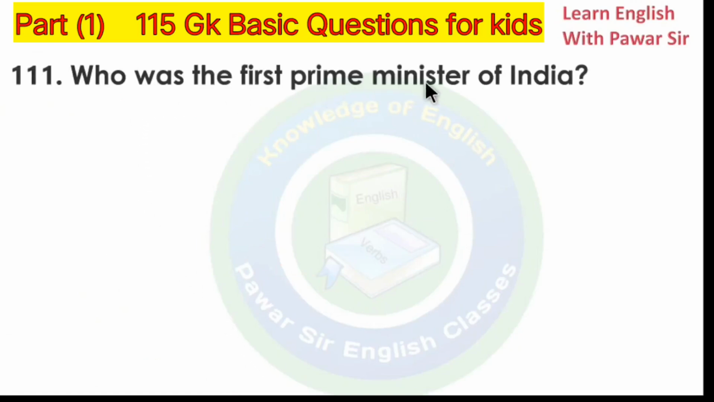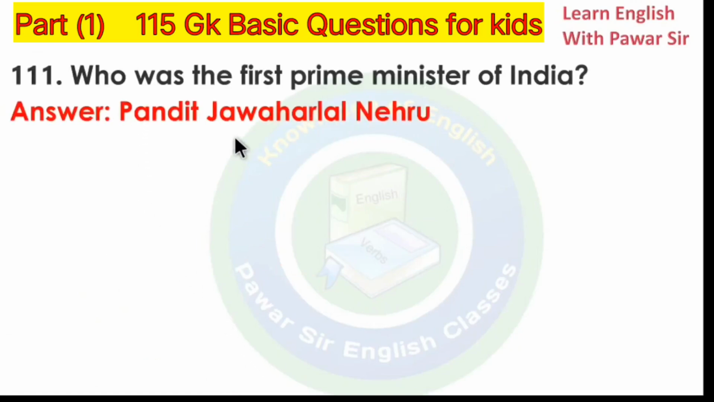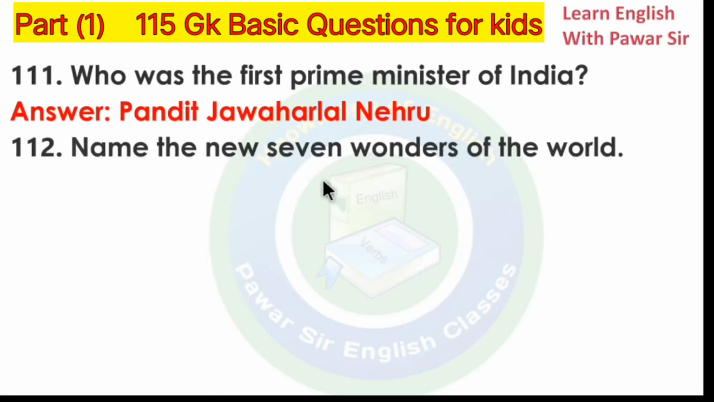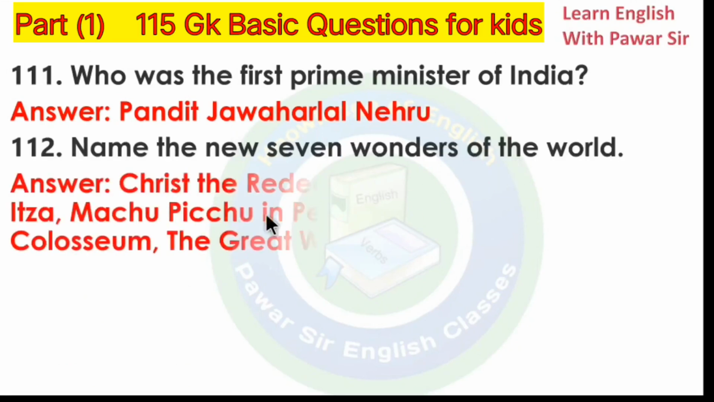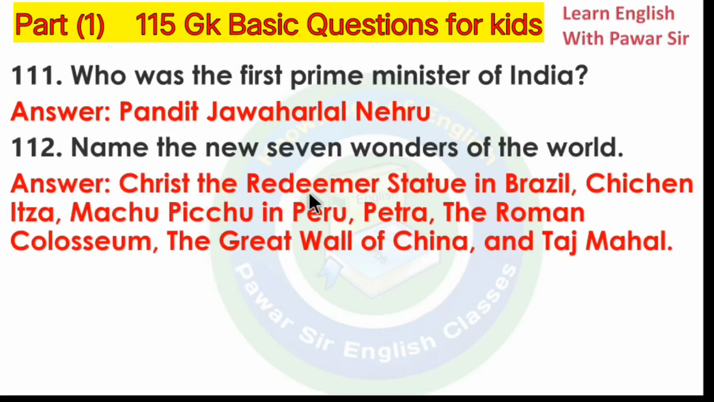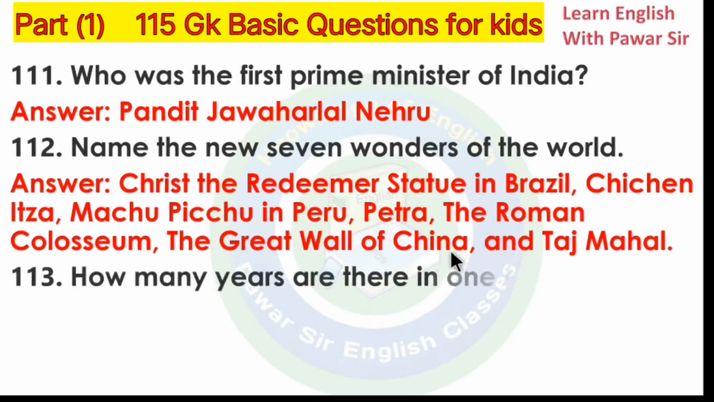Who was the first Prime Minister of India? Pandit Jawaharlal Nehru. Name the new 7 wonders of the world. Christ the Redeemer statue in Brazil, Chichen Itza, Machu Picchu in Peru, Petra, the Roman Colosseum, the Great Wall of China, and the Taj Mahal.